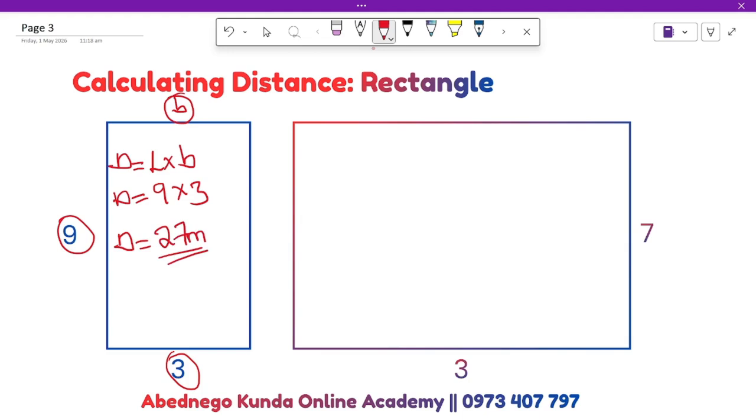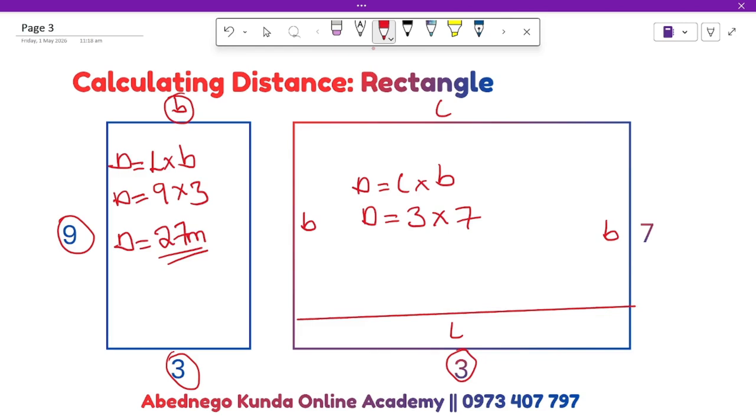Come to this other one. So this is our L, this is also our L, this is our B, and that is also our B. So distance is equal to L times B. Distance will be equal to, so again these values may not be up to scale. As you've noticed, this length here is seemingly longer than this length, but you've noticed that this value is smaller than this one.